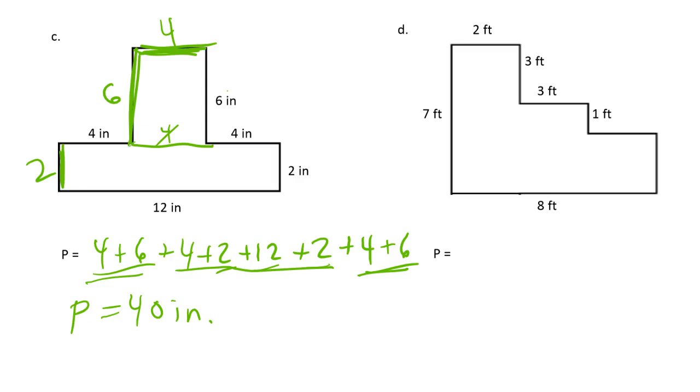For this one, D, we have to figure out this side and that side. Those are the two that are not labeled. And for this, I think my hint is I'm going to start by drawing a line here. There are other ways to do it, but that's just where I'm drawing my line. So I'm going to work with it.